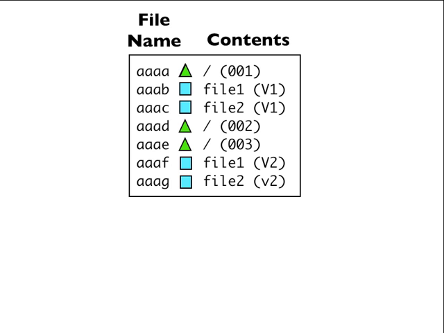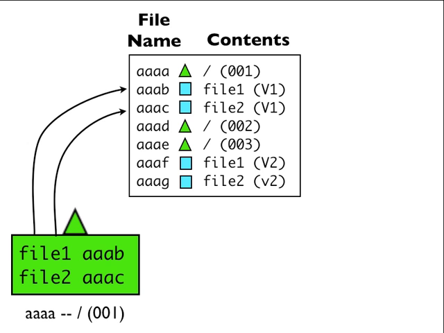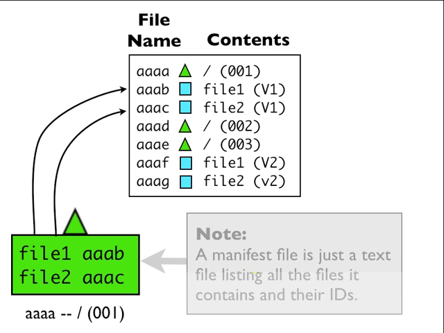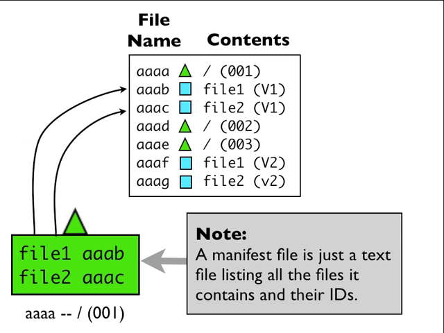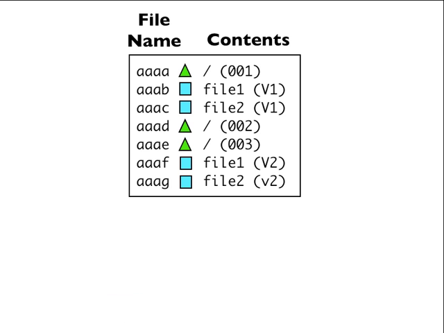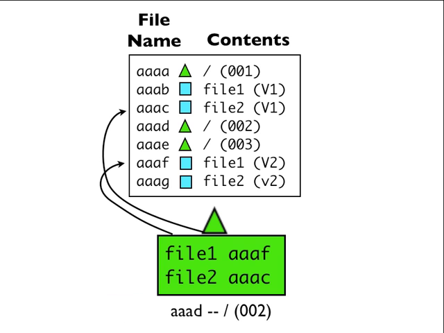So let's look at that. Let's pull up a manifest file. What's it got in it? It just has the name file1 and its stored name. So file1 is the actual name of the file, and AAAB is the archived file that contains that content. Likewise, file2 is the real name of the file, and AAAC is the name of the archive file that contains that information. We can look at it, and it's just a text file containing the file names and their IDs. The other manifests are exactly the same, just a list of the file names and the stored file names.